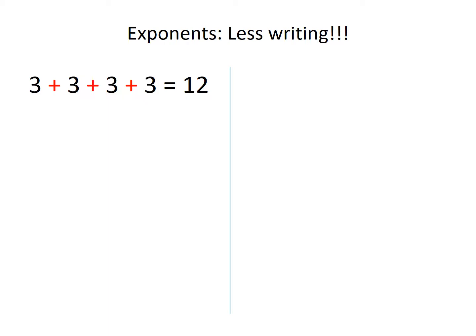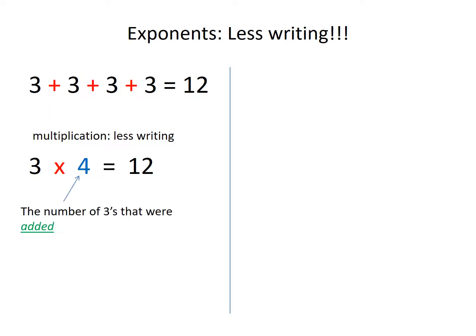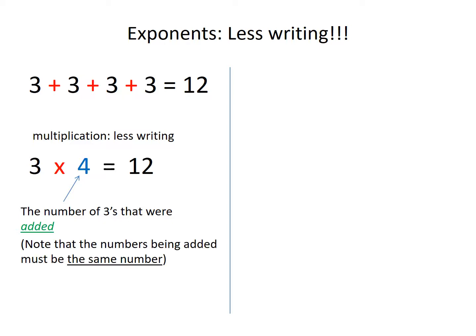So this is where multiplication comes in. We could express this same equation using multiplication and be a lot less writing. And again, you're familiar with this, right? This 3 times 4 essentially means you're going to write 3 4 times and you're going to add. So the 4 tells us exactly how many 3's are being added, right? And one other thing that's important here is that the numbers being added all have to be the same number, right? In this case, they're all 3's.